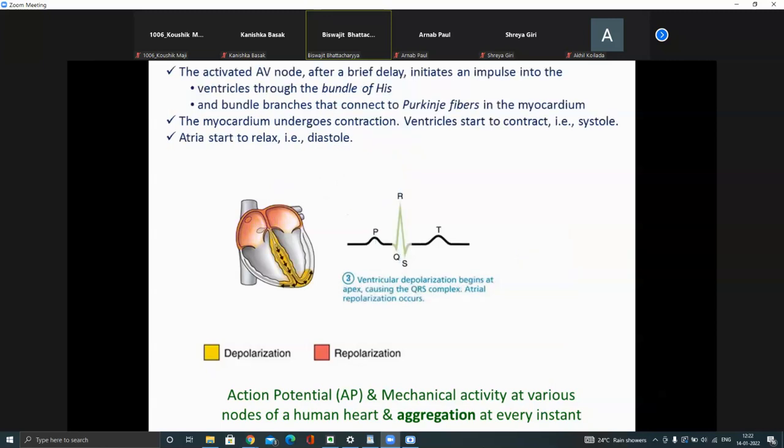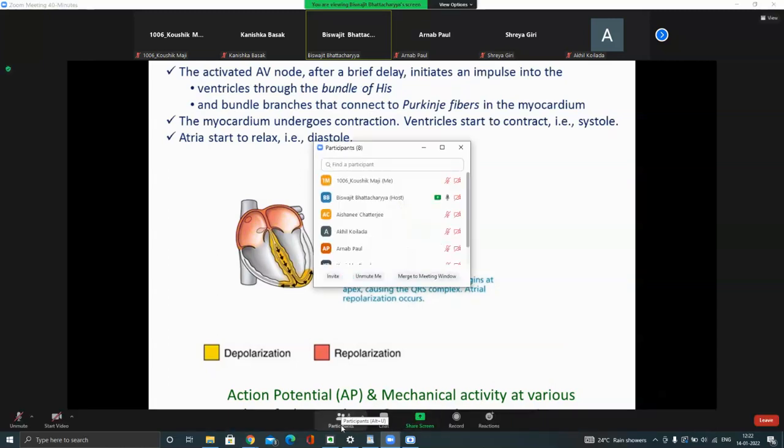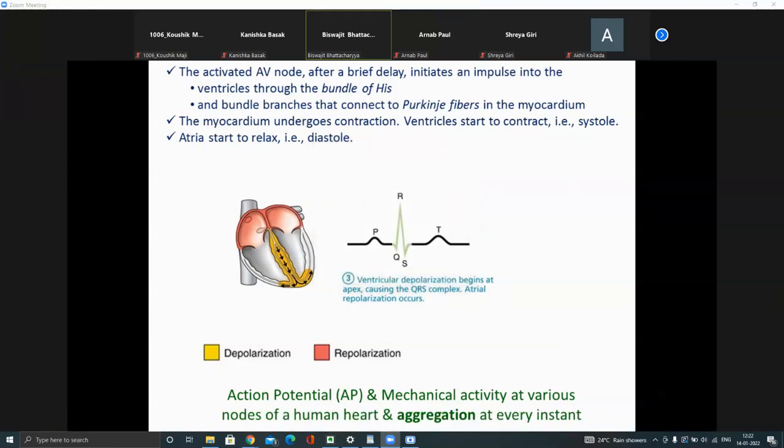Next is the AV node activation. After a certain delay, it initiates the impulse into the ventricles through the bundle of His, which is another region, and the Purkinje fiber also carries this electrical impulse. So a depolarization spreads down. But the upper part of the atrial region is in repolarization. Negative voltage is now spreading.